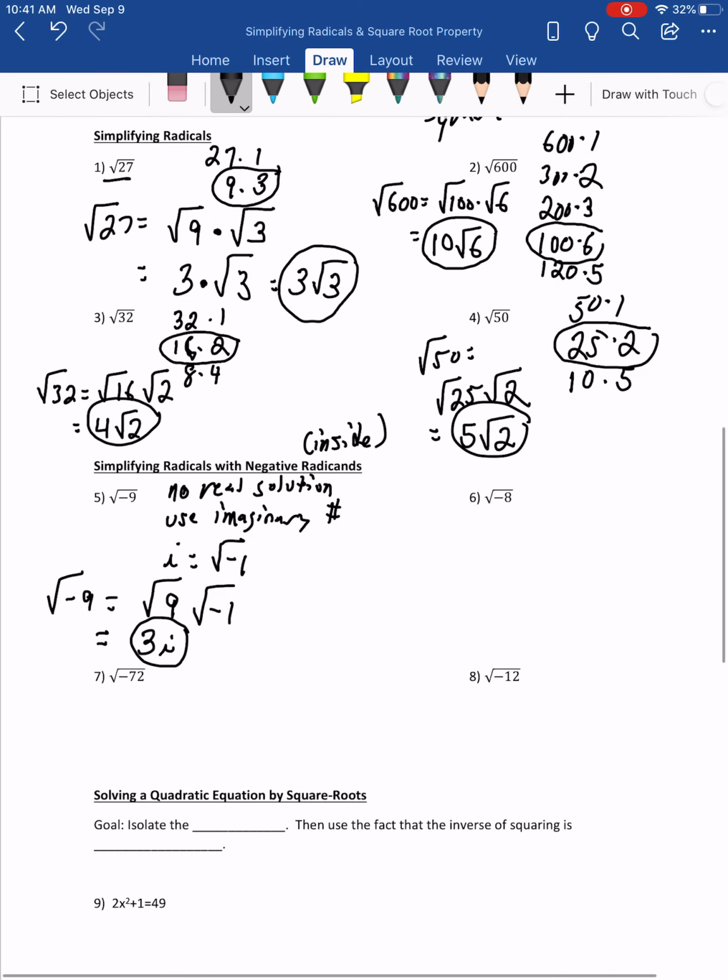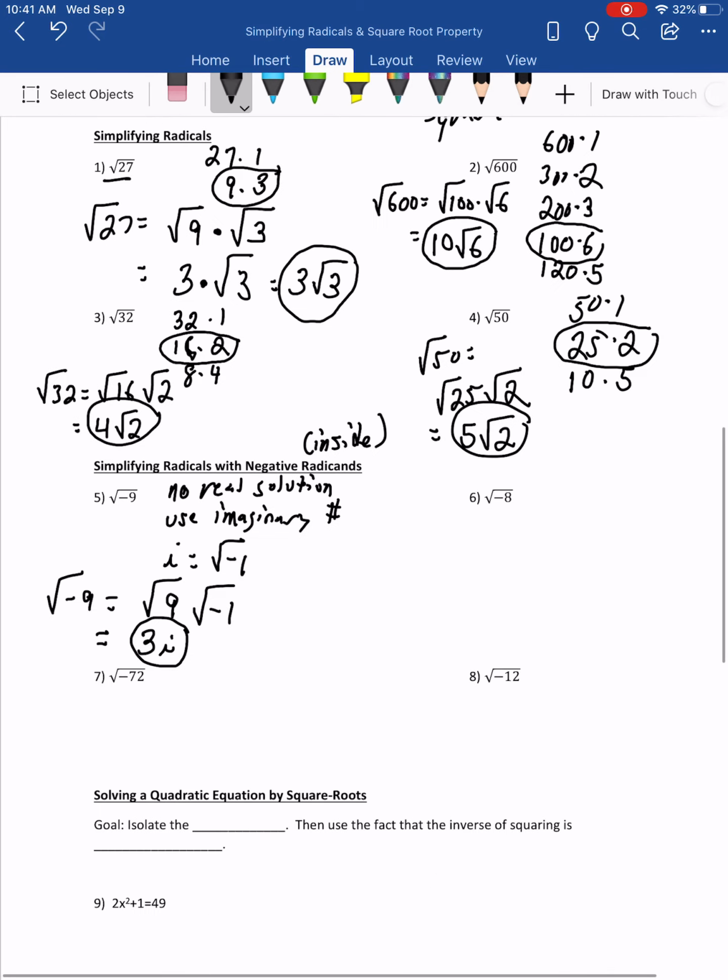Last one, square root of negative 12. So 12: 1, 6, 2, 4, 3. There's our perfect square, the 4. So square root of negative 12 is equal to the square root of 4 times the square root of 3 times the square root of negative 1. So that's 2 square root 3 i. And again, the i jumps to the front. 2i square root 3.